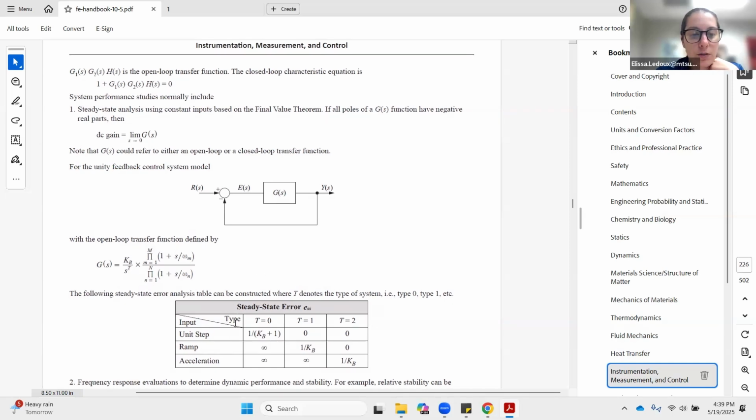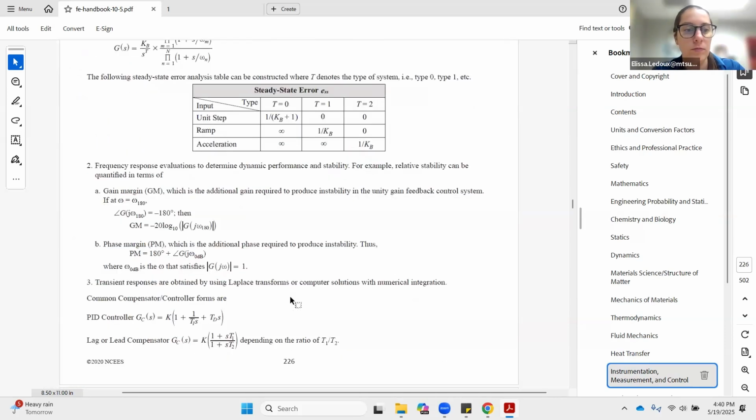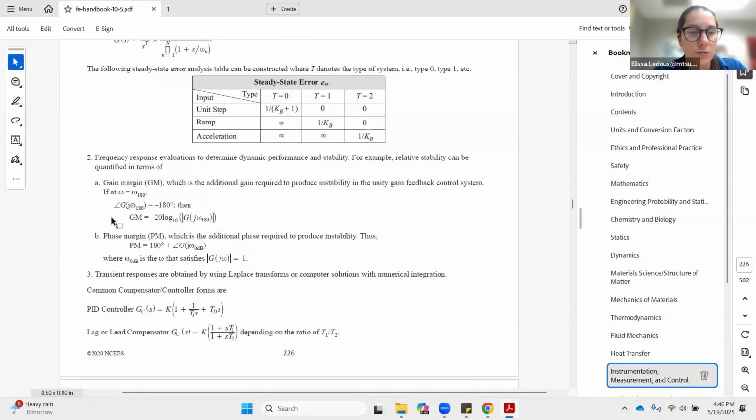Now, steady state error for different types of input. We have these inputs here on the left. If you want a step, a ramp, or a parabola input, and then this tells you the steady state error for the type of the system, whether it's type 0, type 1, or type 2. Okay, so gain margin, phase margin, they might ask you about some of that. So be able to basically plug into these formulas.